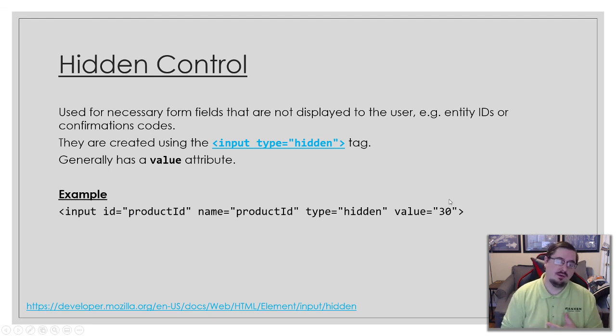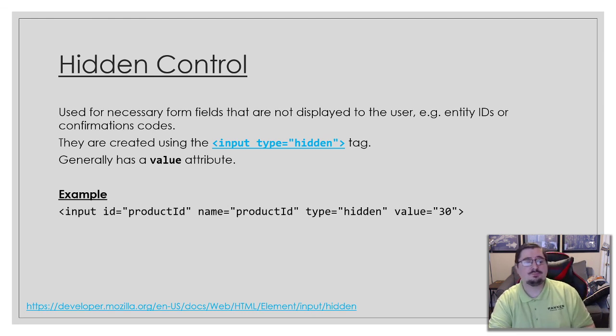Anytime you create a hidden input, you really should have a value attribute on it, because remember, the user can't change that value. So it's got to be a value that you've determined is going to be the value in code, because it's not a value that the user can change.